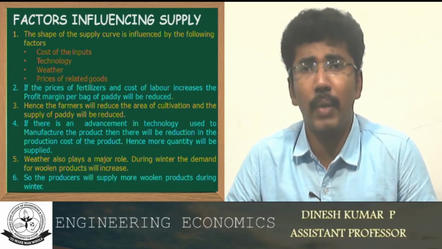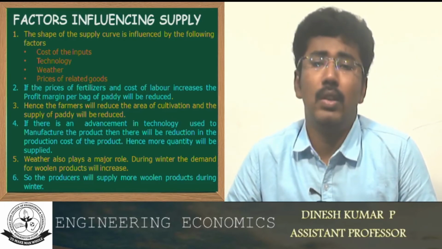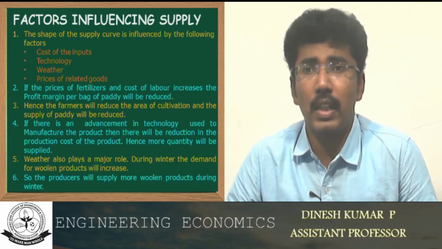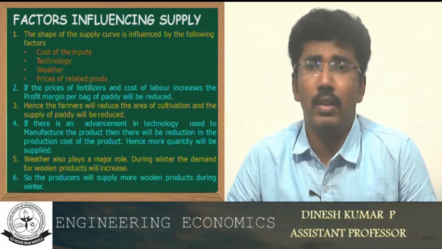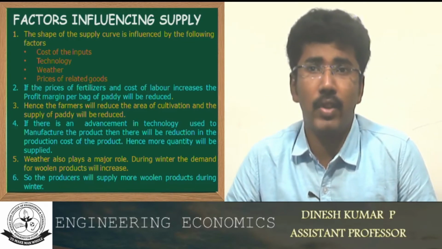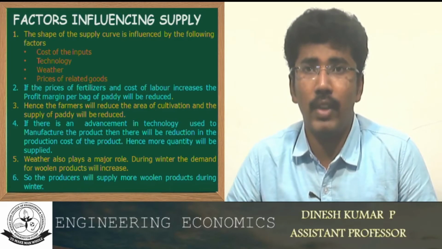Next factor, the price of related goods. So, the producer will supply more related goods. As an example, a TV is related to accessories, speakers and VCD players, which also influence the supply factor.